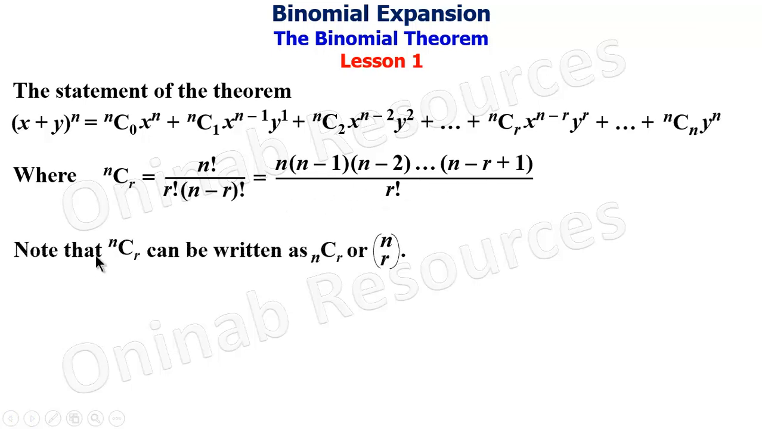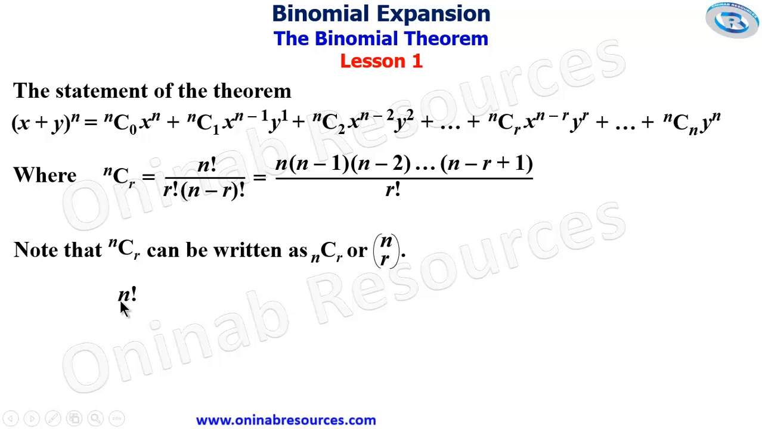And note that nCr can be written as still nCr, where n and r are subscripts, or as a column vector, n over r. So this is the other way we can write nCr. If it is 5C3, it would be written as 5 over 3 here.